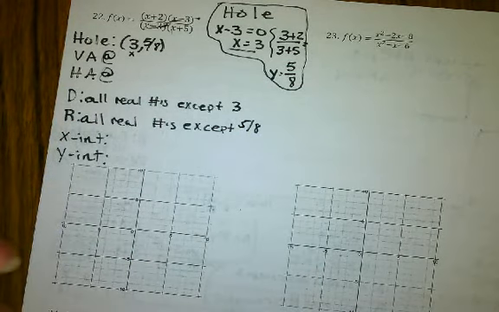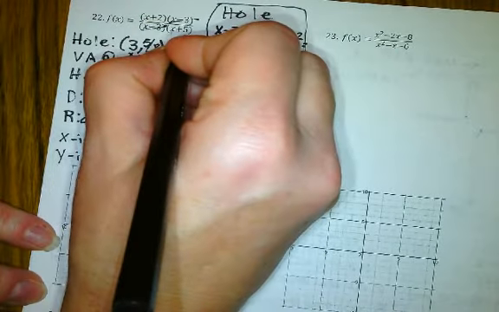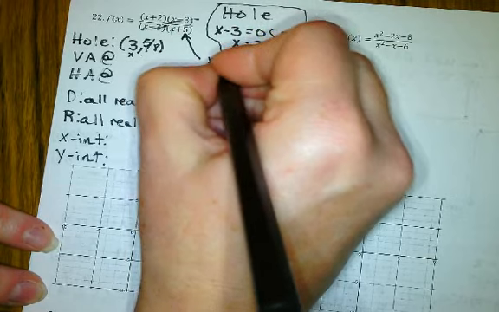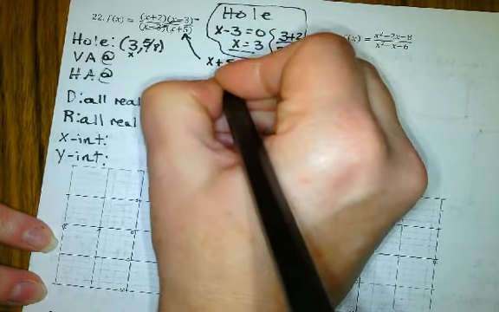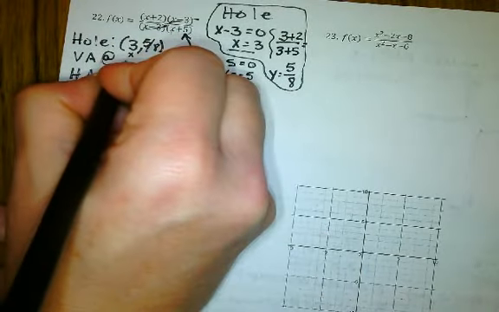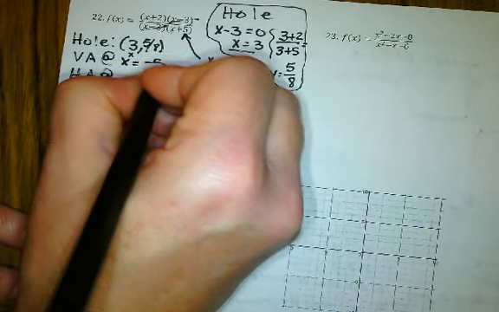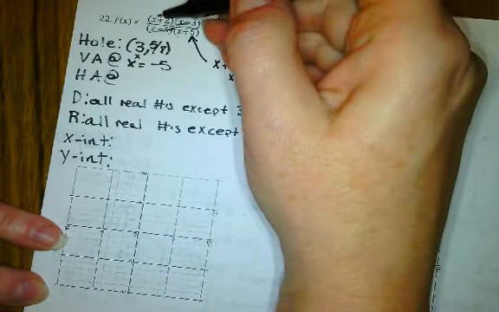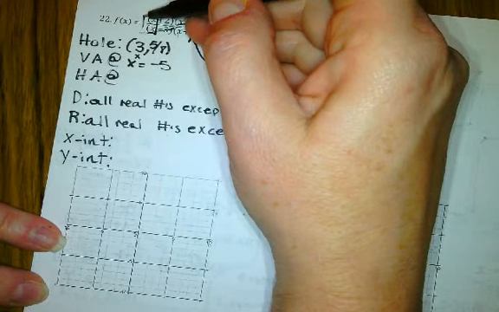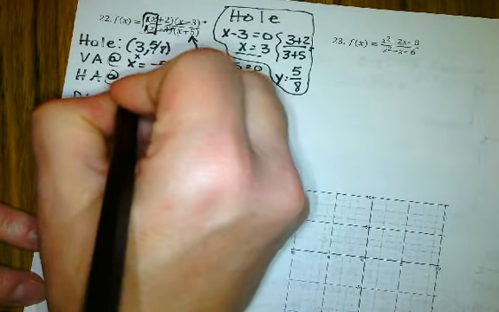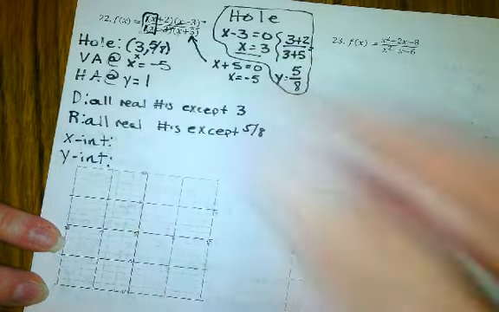All right, so for the vertical, I'm going to take what's left on the bottom. So that's what's left on the bottom. So I'm going to put it equal to 0. So x plus 5 equals 0. So x equals negative 5. So my vertical asymptote is at x equals negative 5. Now for the horizontal asymptote, I'm just looking at these first ones and I notice they're the same. So in front of there is a 1. So 1 over 1 is just 1. So the horizontal asymptote is at y equals 1.